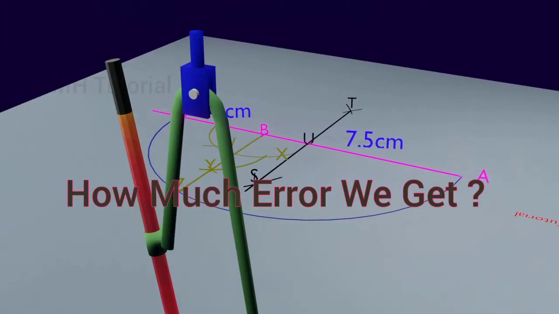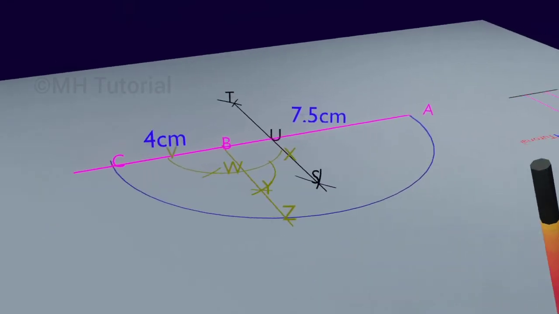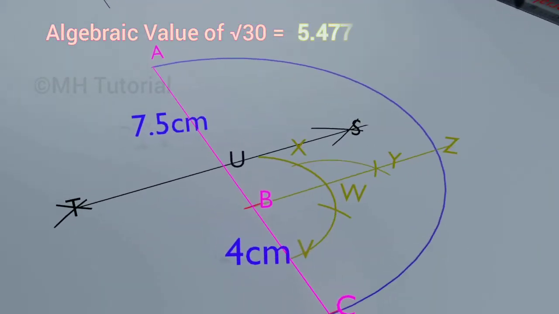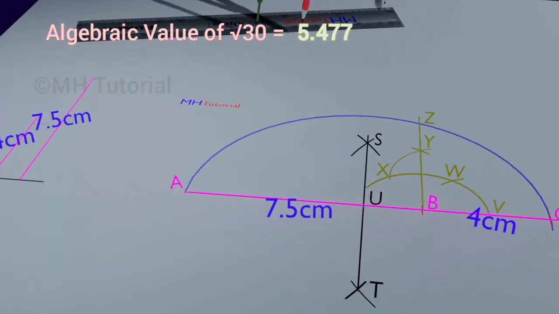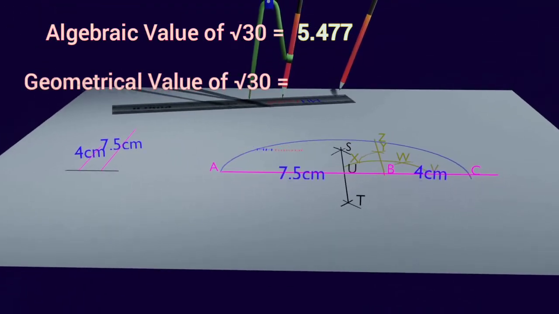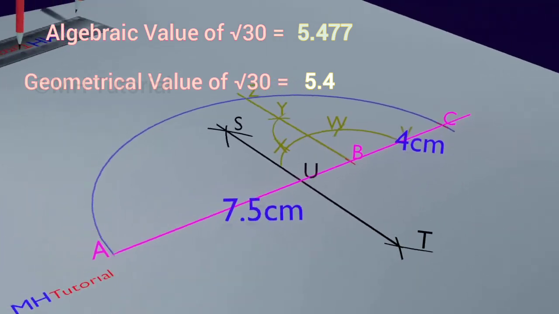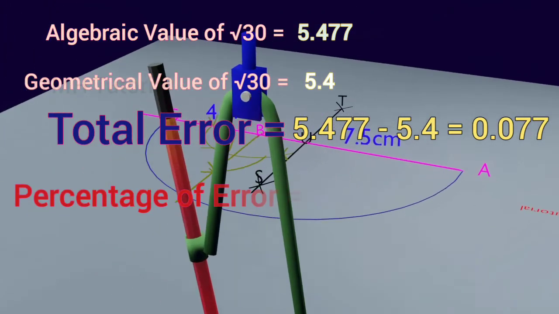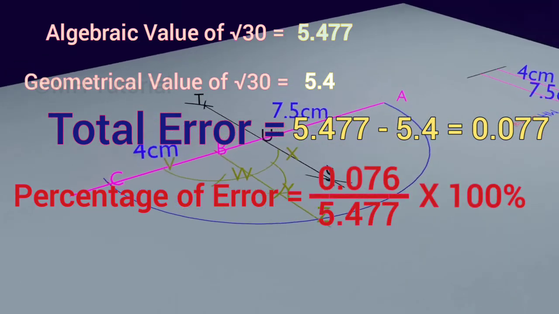Now it is time to calculate the error. Using simple algebra, we get the value of the square root of 30 as approximately 5.477. And here, using the geometric method, we find it to be 5.4. So the total error is 0.077. Percentage of error is around 1.41%.